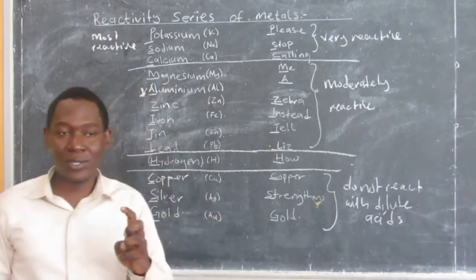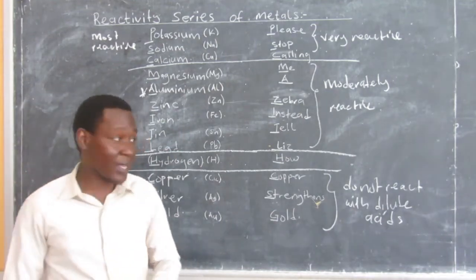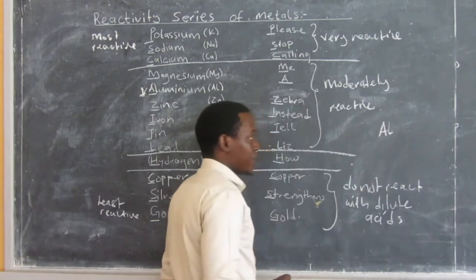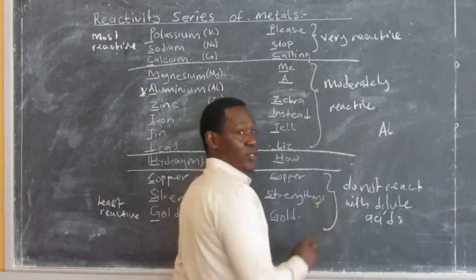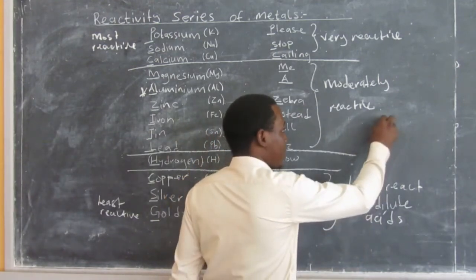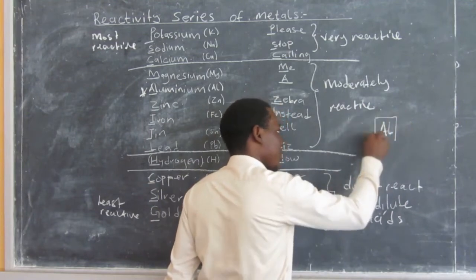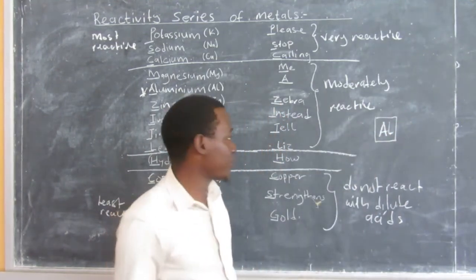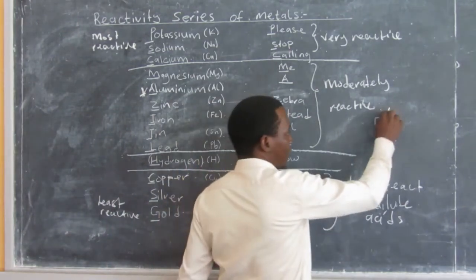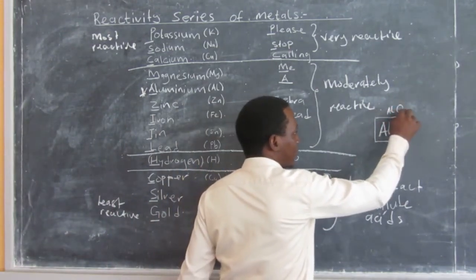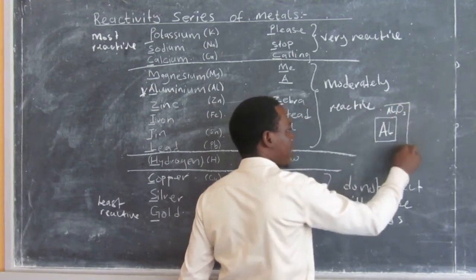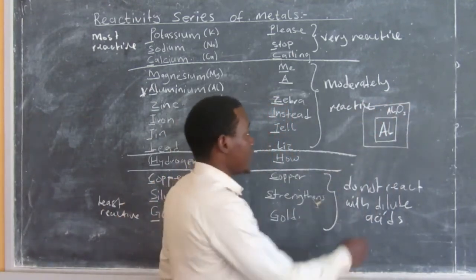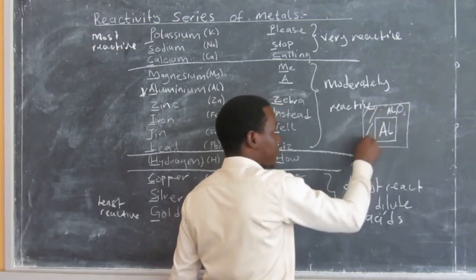Aluminium undergoes oxidation so easily, and that's the reason why, when aluminium is exposed to air, it undergoes what we call oxidation, forming aluminium oxide. This aluminium oxide is going to coat itself around the aluminium. Therefore, this aluminium oxide is going to be a coating.